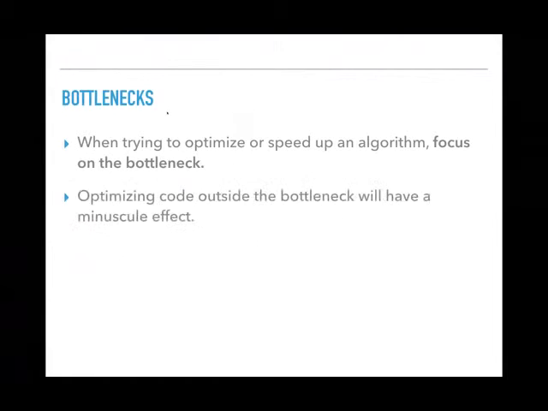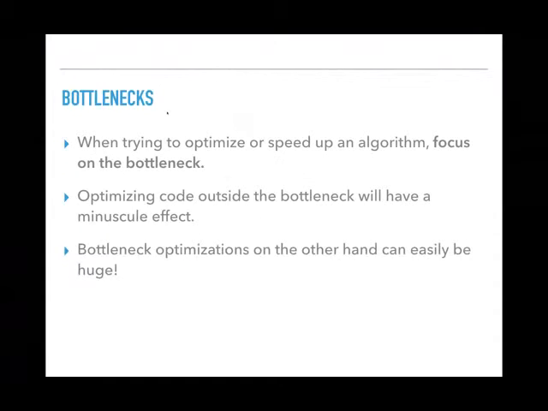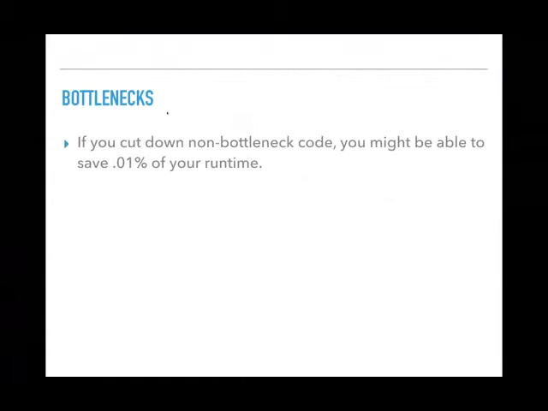And the important thing is that when you're trying to optimize an algorithm or speed it up, whether it be a web app or a program you're running on your machine, you want to focus on the bottleneck. Because if you optimize code outside of that bottleneck, it's not going to make a difference. It's just going to be dwarfed by the amount of time that your code is spending in that bottleneck. But if you optimize your bottleneck, that can be huge. It can have huge effects on the runtime of your algorithm.